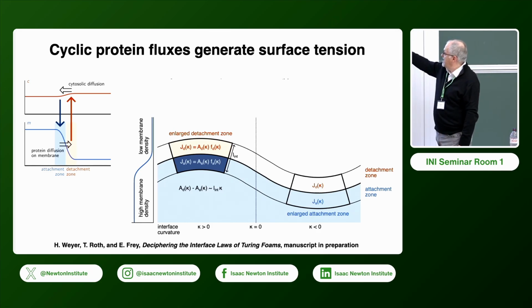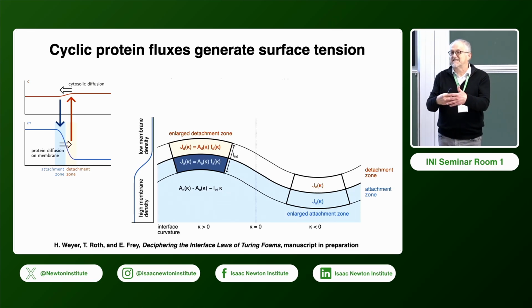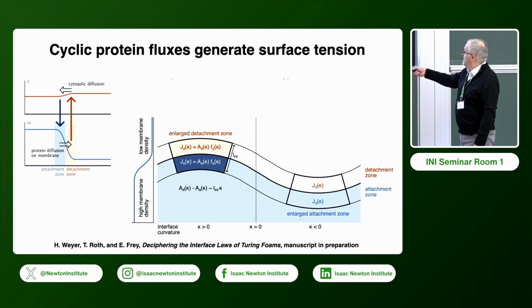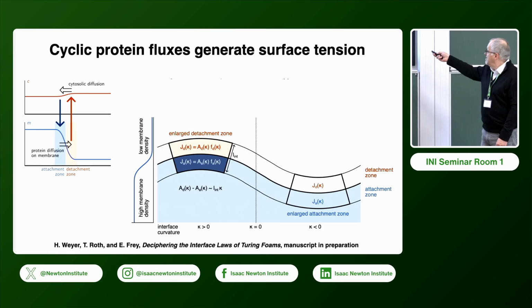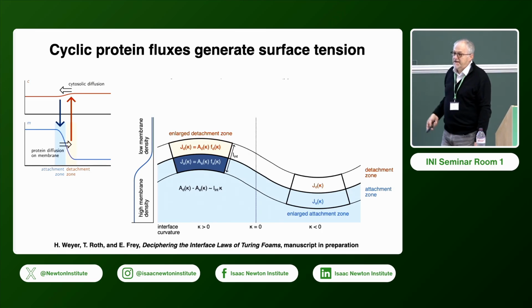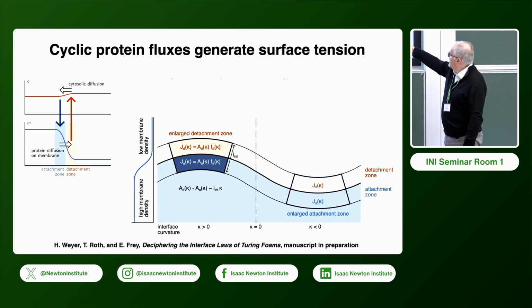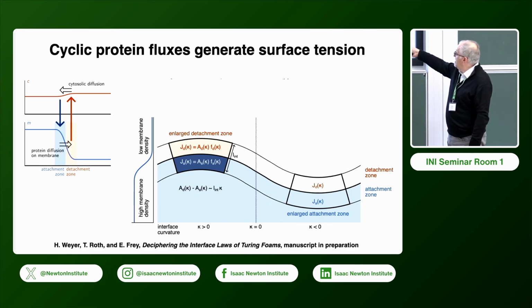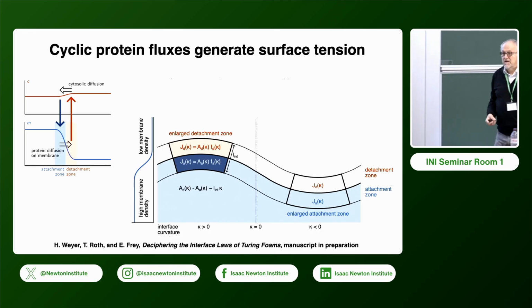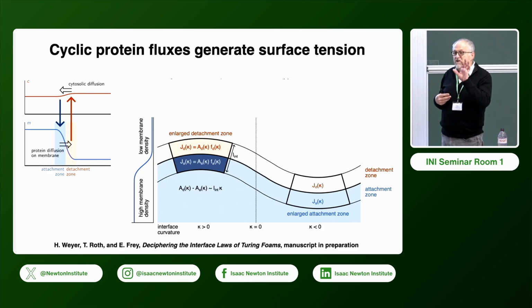If you take a positive curvature, then the outer part of this interface, the detachment zone, gets larger. And the attachment zone here in the back gets smaller. And vice versa, you have it here in a region where you have a negative curvature. Okay. As you have a higher zone here of detachment and a smaller one of attachment, you will have a flux, a surplus of proteins going from the membrane to the cytosol. Okay? And the opposite here.